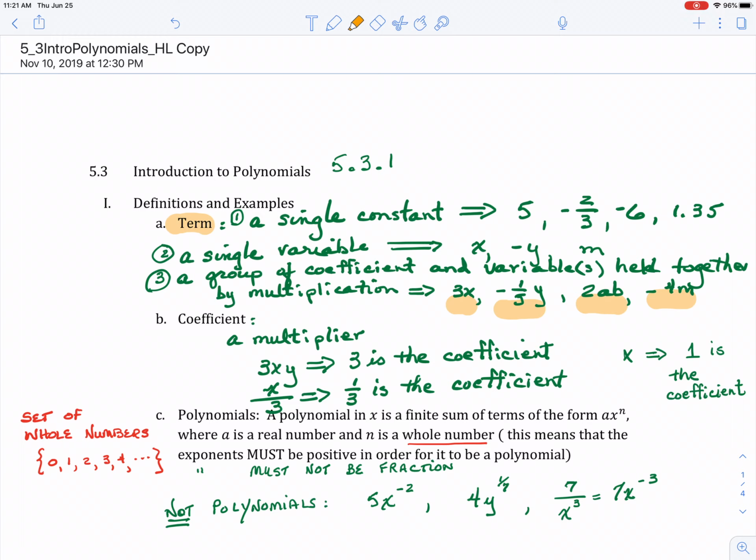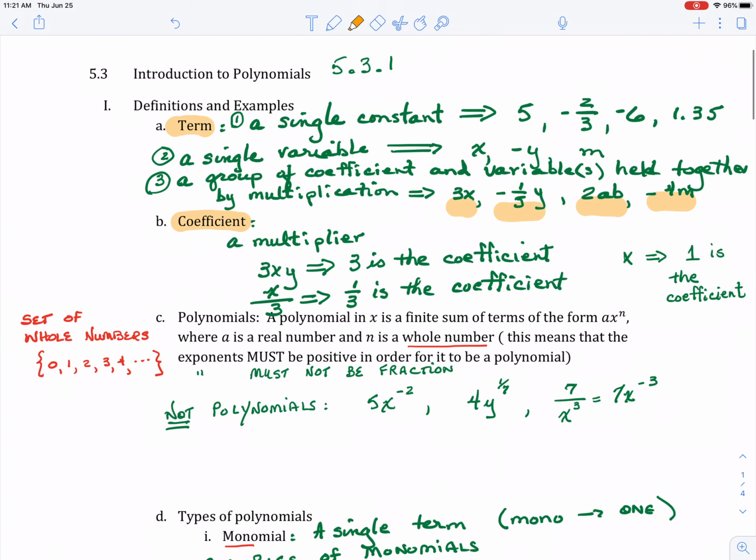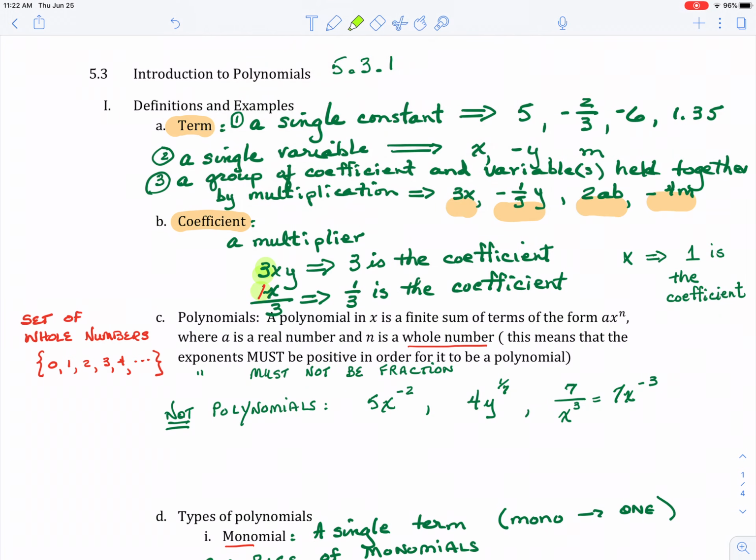So the next word that's important here is the word coefficient. A coefficient is a multiplier. And when we're working in algebra, you're going to generally be interested in the numerical coefficient. So when we look at this term 3xy, the 3 is the numerical coefficient. When we look at the term x over 3, I need to remind you that there is a 1 sitting in front of this x. And so the numerical coefficient becomes 1/3.